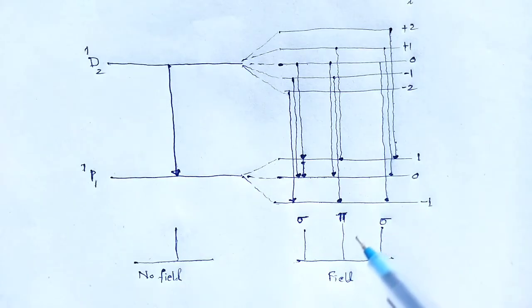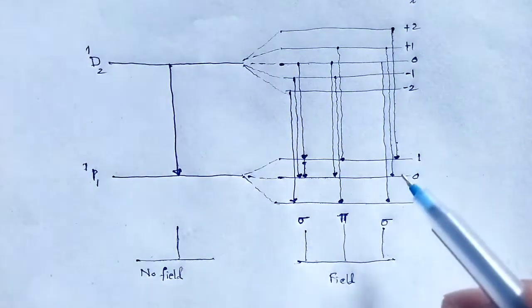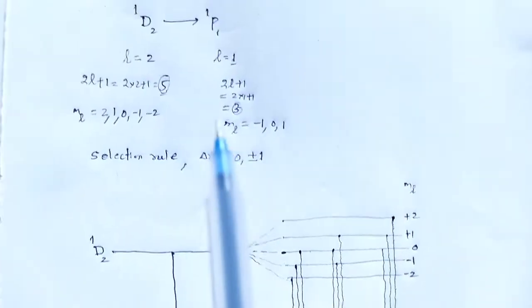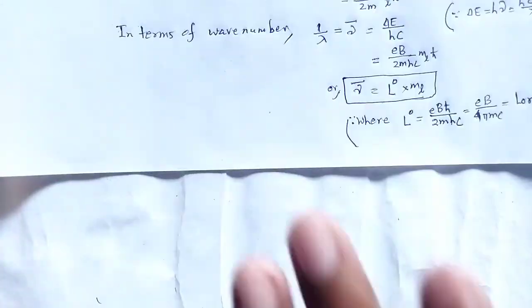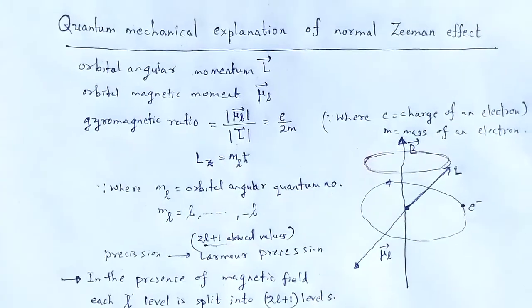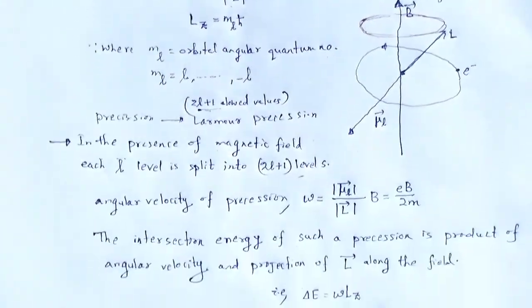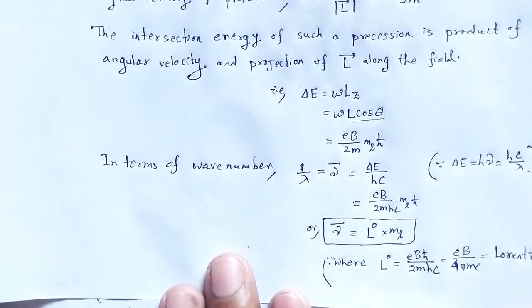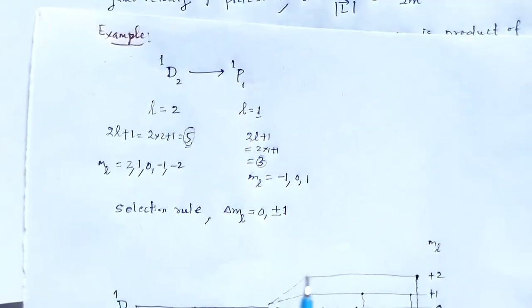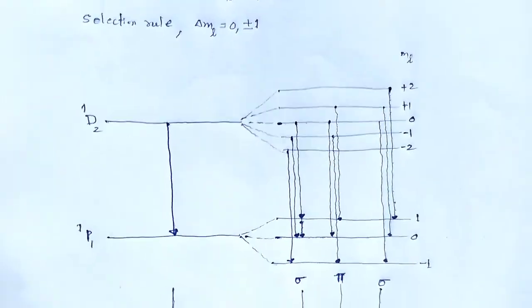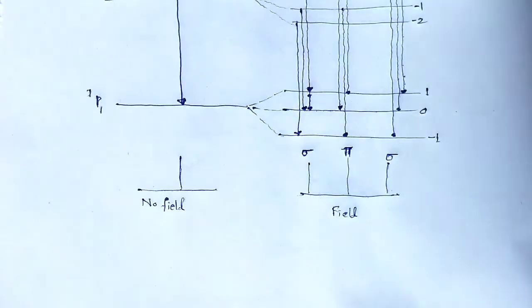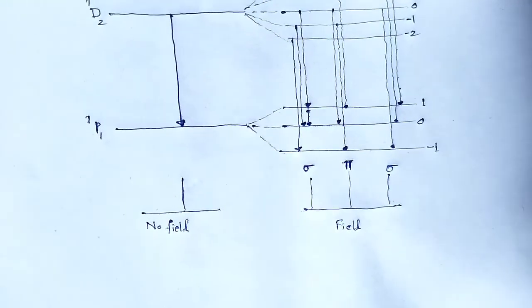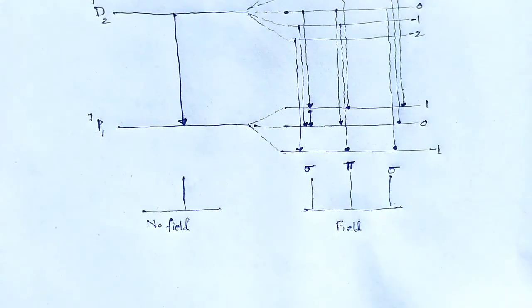This is what happens in the normal Zeeman effect. This is an example of normal Zeeman effect. What we studied here is the quantum explanation of normal Zeeman effect, and this is the example towards it. Now the explanation towards anomalous Zeeman effect.